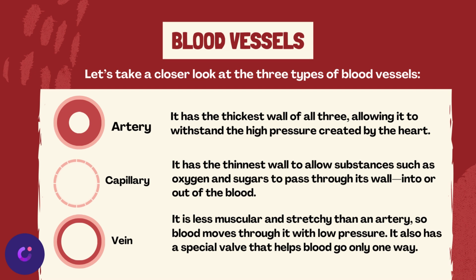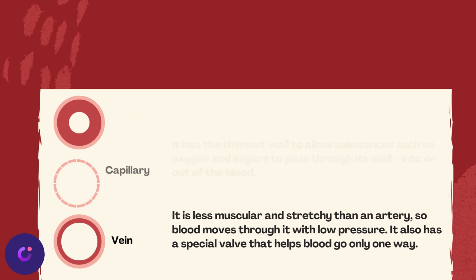Capillary has the thinnest wall to allow substances such as oxygen and sugars to pass through its wall into or out of the blood. Vein is less muscular and stretchy than an artery, so blood moves through it with low pressure. It also has a special valve that helps blood go only one way.